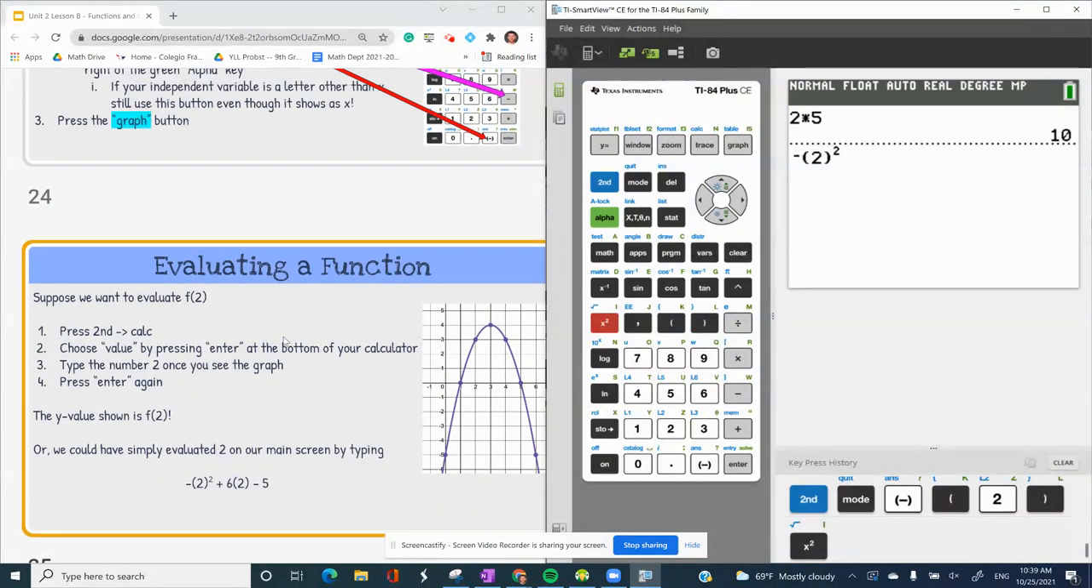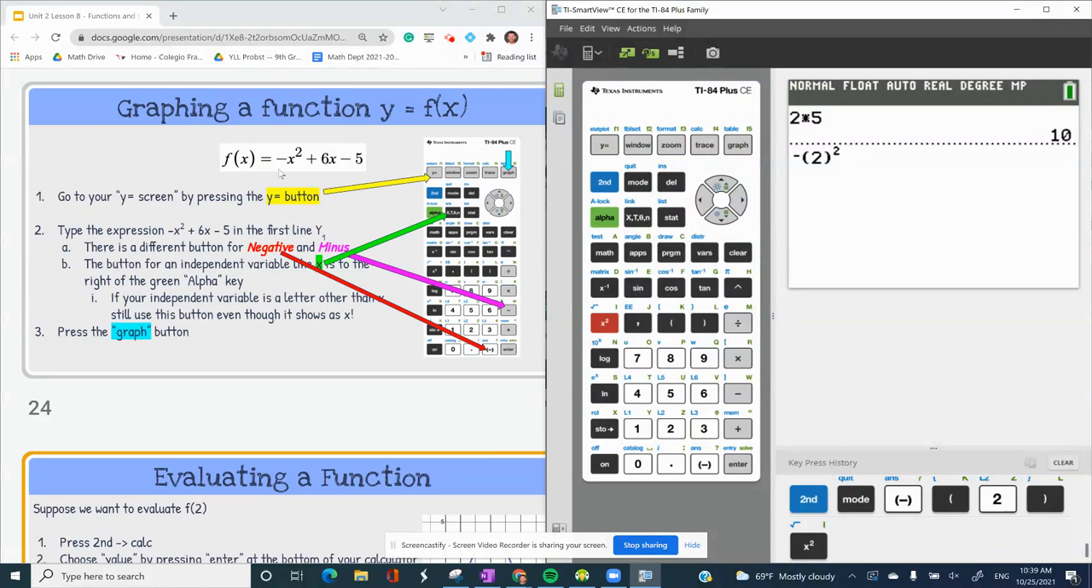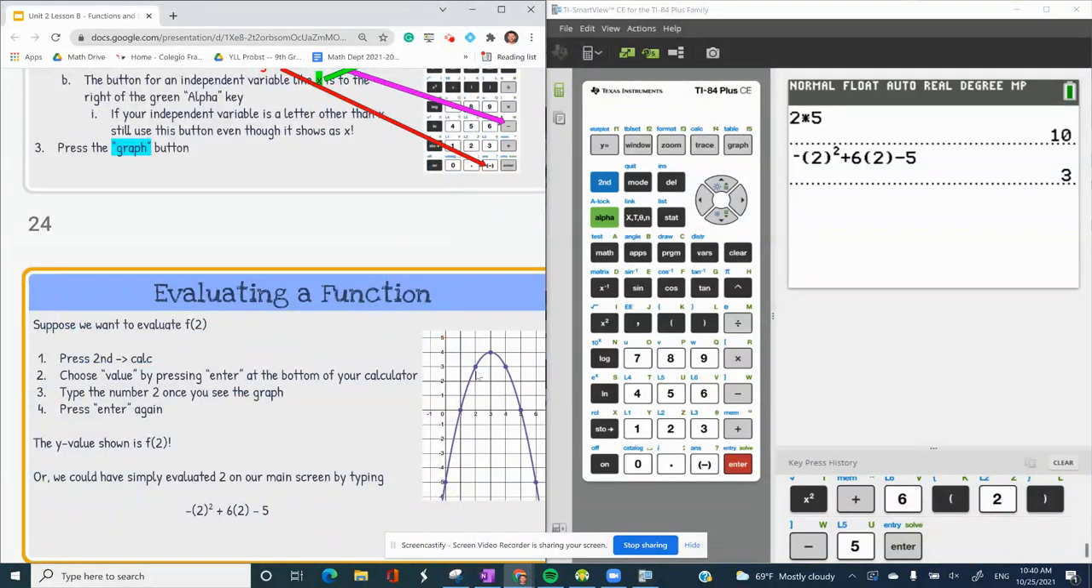Plus 6 times 2, because remember, the function that we're evaluating was negative x squared, so we'll have negative 2 squared, plus 6 times x, which is 2 in this case, f of 2, so we'll type 2, minus 5, and hit enter. You have to hit enter. And then we get 3, which we knew it was going to be 3. We can easily tell by the picture, but there's a second way.